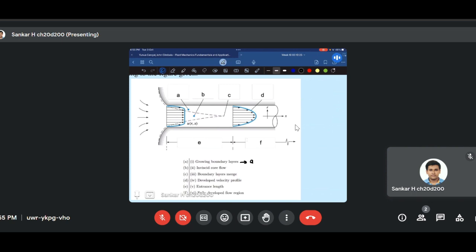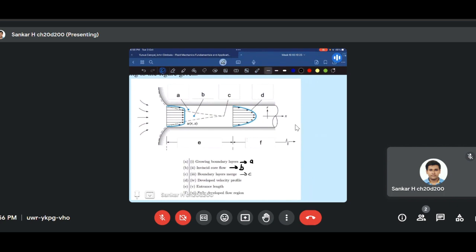Okay, second part is the inviscid core flow, and this central part is supposed to capture the inviscid core flow, where we get near turbulent conditions, and it's in this part. Third one is boundary layer merge. As you can see, the dotted lines represent the boundary layers, and they meet at the point C. Therefore, the option 3 has the correct answer to be C.